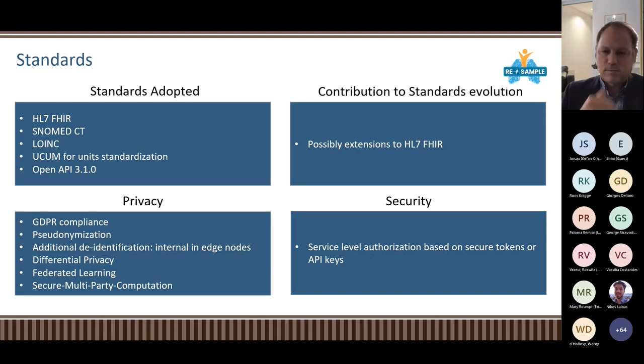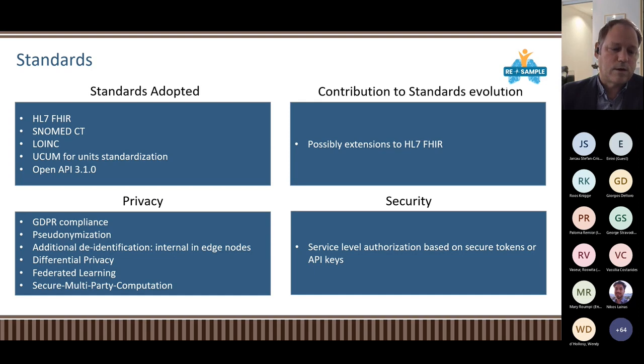The standards that we use, well, as in the previous project, we use HL7 FHIR, we use SNOMED CT and LOINC. We use a standard for units, of course. We have designed all the APIs of our microservice architecture using the OpenAPI standard. So this simplifies, hopefully, a lot of testing and shall help the integration tests.